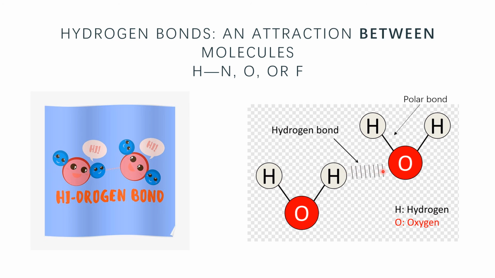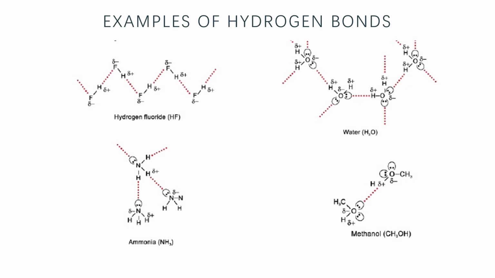So the hydrogen bond is between the molecules. Polar bonds are within one molecule. And on this slide, it just shows you some more examples of hydrogen bonds. Every single place you see a red dotted line, that is an example of a hydrogen bond.